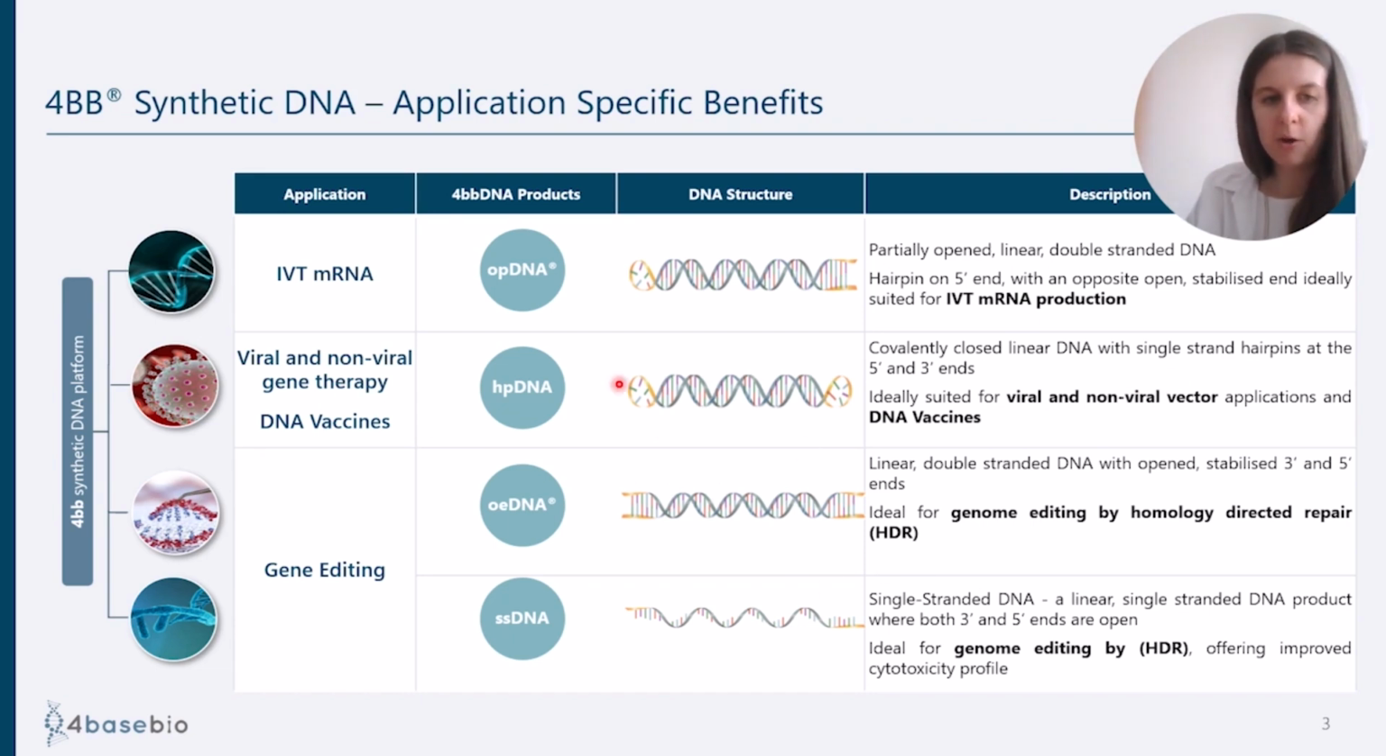Then we have our open-ended DNA, which has a stabilized open end on both ends, and we've recently started enzymatically producing single-stranded DNA as well. Both of these are used for HDR templates. The single-stranded DNA has advantages in terms of immunogenicity, and by producing it enzymatically rather than chemically, we are able to make much larger amounts and also much longer sequences compared to other methods for single-stranded DNA.